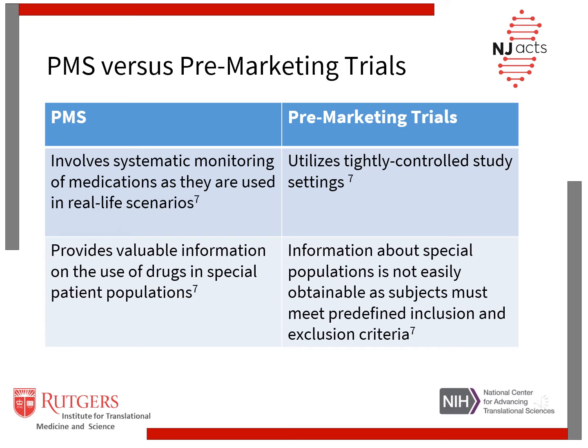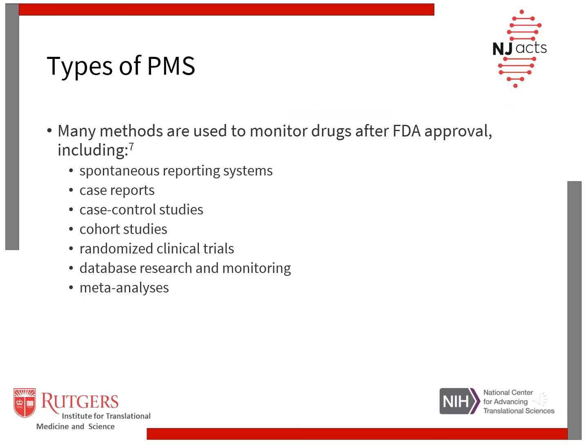Post-marketing surveillance provides valuable information on the use of drugs in special patient populations, which is information that is not easily obtainable from pre-marketing studies, including Phase 1, 2, and 3. Randomized clinical trials conducted before marketing include only subjects who meet defined inclusion and exclusion criteria, which creates a homogeneous study population. This slide lists several examples of study methods used to monitor drugs after FDA approval.